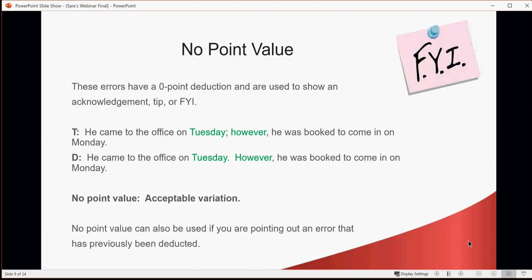No point value. These errors have 0 point deduction and are used to show an acknowledgement, a tip, an FYI. "He came into the office Tuesday," semicolon, "however, he was booked to come in on Monday." Or "He came into the office Tuesday," period, "However, he was booked to come in on Monday." There is no points deducted for this.